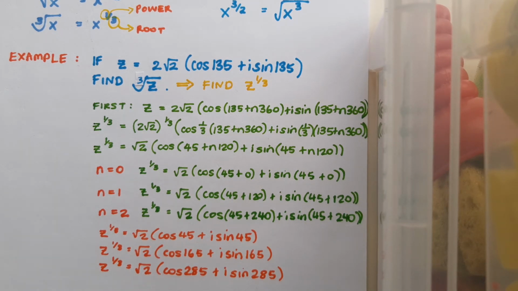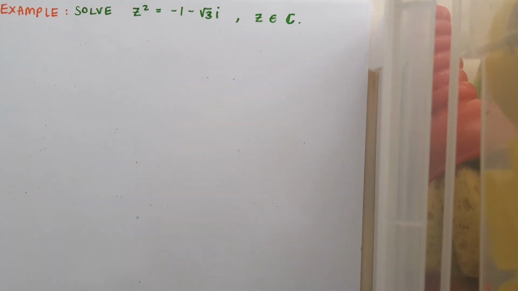In some questions, they will ask you to write your final answers in the form a plus bi. So just watch out for that, and don't forget that's quite easy to do just using your calculator. So here's a second example then with a bit more to it.